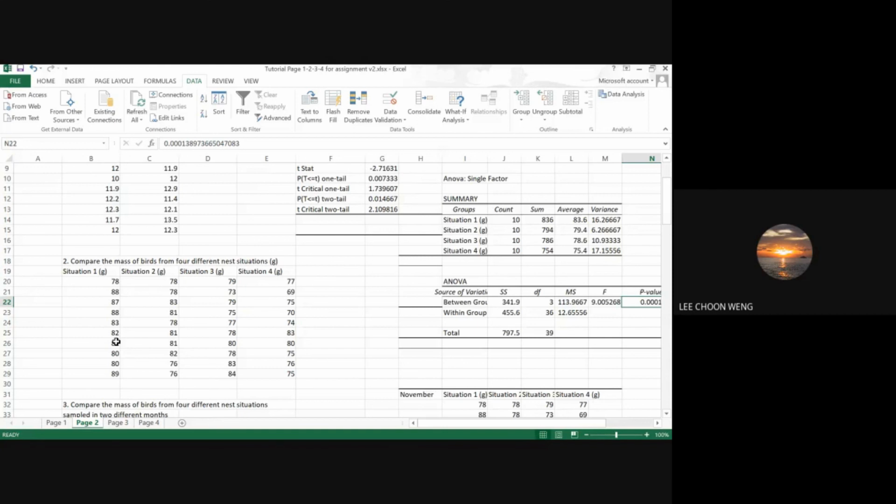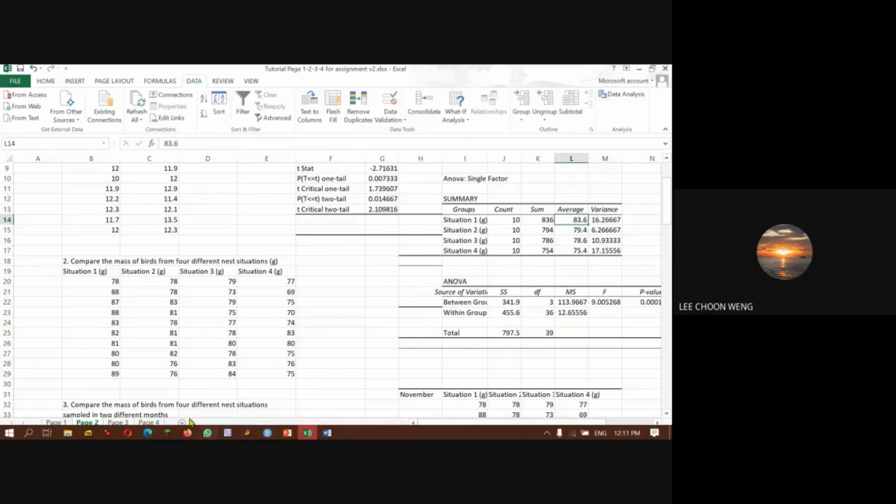How it differs. Here you can see that maybe situation 1 is high, but which one is actually higher than? So we're not sure. Excel doesn't give you a post hoc test. There's no menu for it. In the past, I would do it manually. If you know the formula, you can type the equation and do it manually.